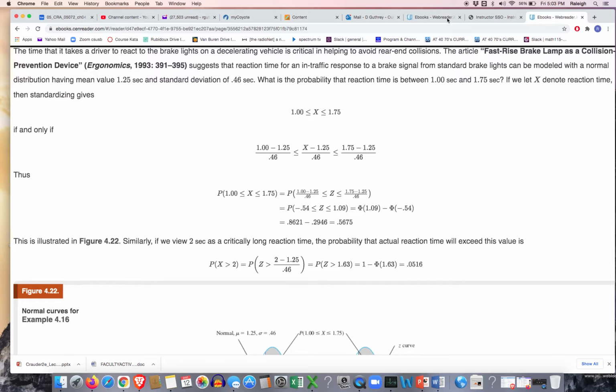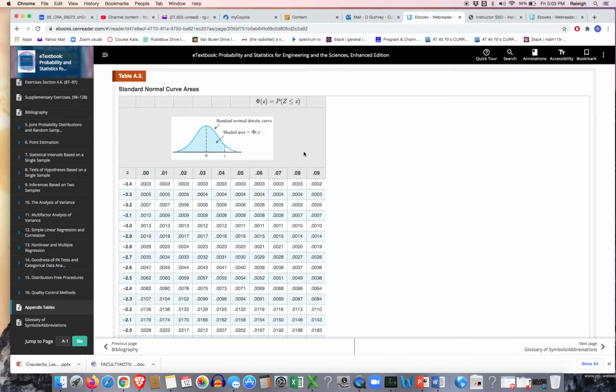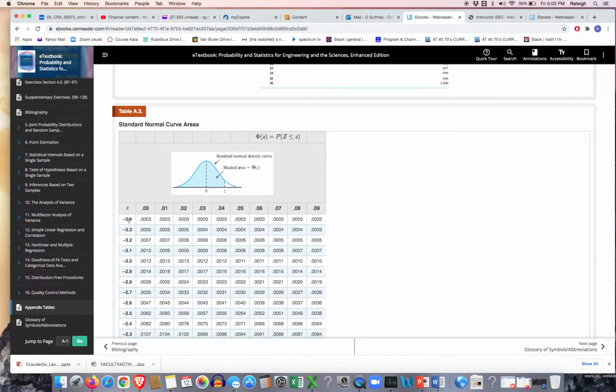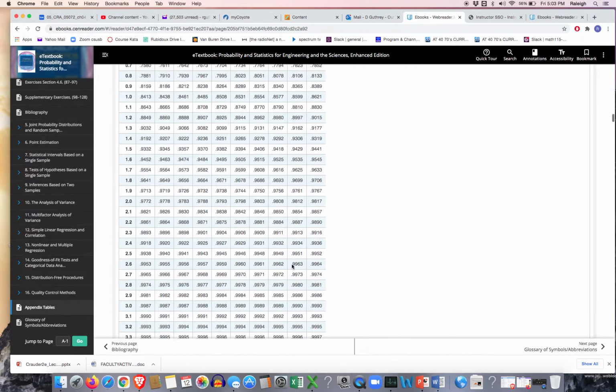I'm going to take a look at the table. I don't expect you to be using the tables much, but let's see about phi of 1.63. What would that be based on the table? So positive 1.63. Notice we have our units and tenths on the left column, the hundredths on the other columns, and so I'll go to positive 1.63, and 0, 1, 2, 3, it looks like 0.9484.